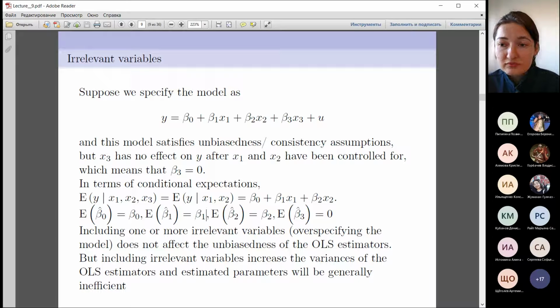Okay, so this is the main problem. And so when you think that it's better to include more variables in your model than not include them, if you're so scared about the omitted variable bias, this is also not a good decision.